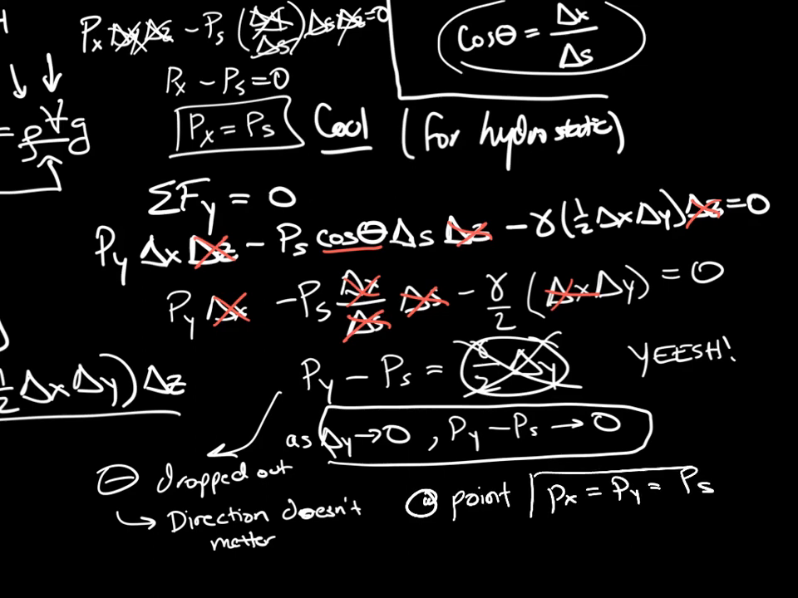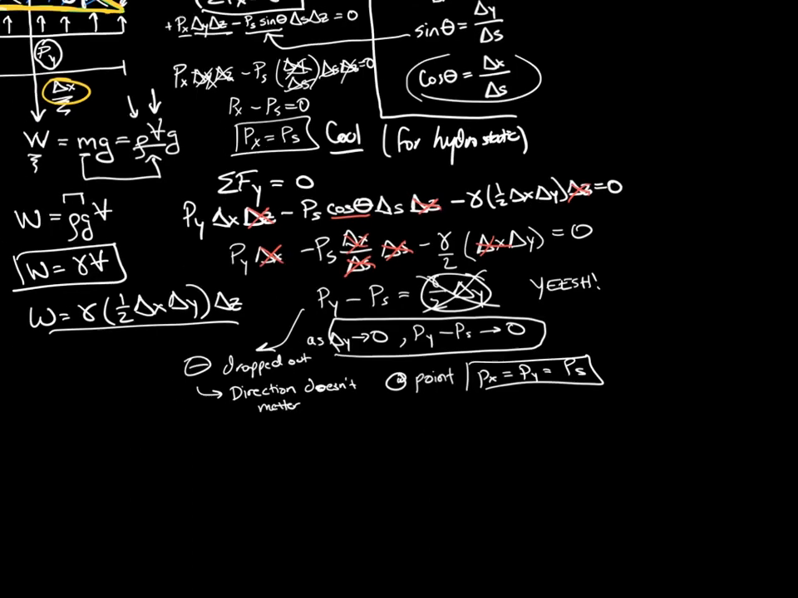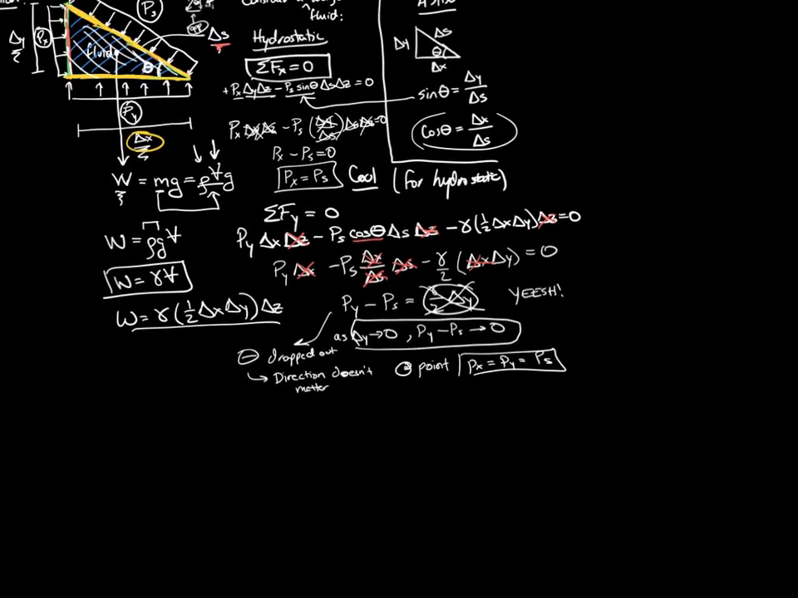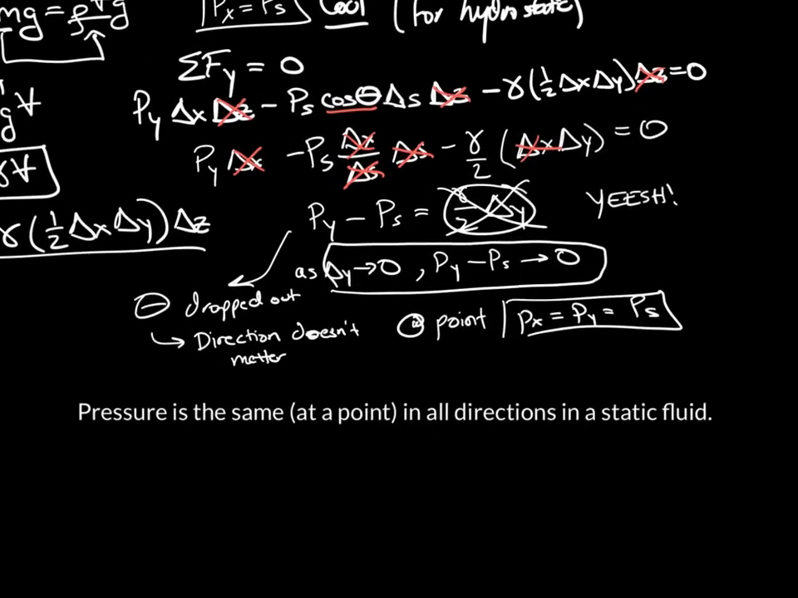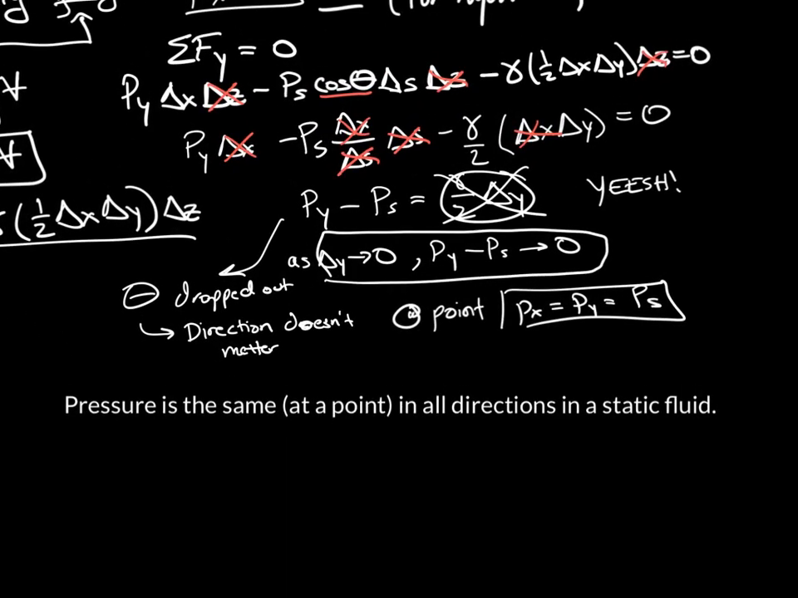Put in plain language, we're going to zoom out here, so I can put this in as plain a language as I can. Pressure is the same at a point in all directions in a static fluid. And that was the point of this derivation, to show you this. And this is really, really important. This is logical to me because if the pressure were not the same in all directions in a static fluid, then the fluid would flow in order to accommodate that pressure.